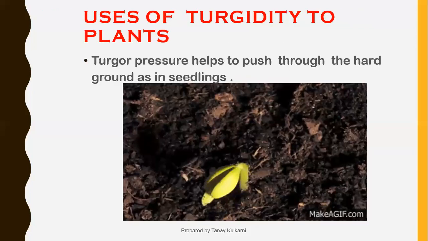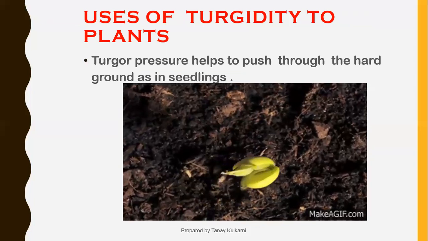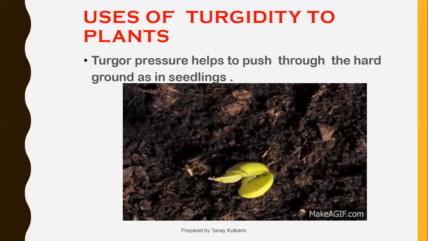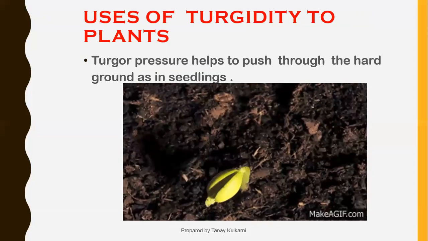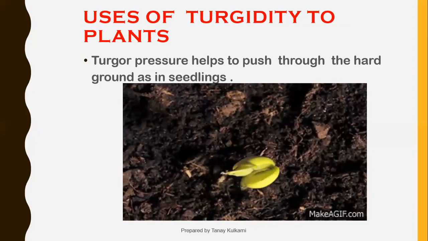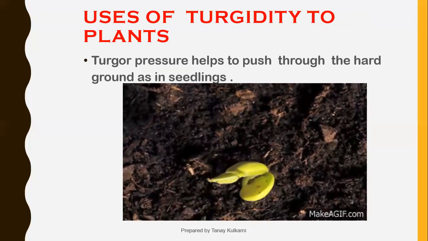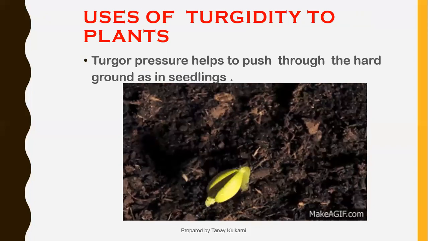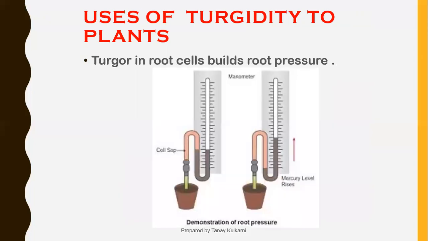Second, the turgor pressure helps to push through hard surfaces, as in the case of a mushroom or a seedling, as you can see in the GIF. Sometimes the roots of certain trees have been seen to crack the walls or the concrete floor of an adjoining building. Even this is again due to turgor pressure. The turgor in the root cell will build up the root pressure.